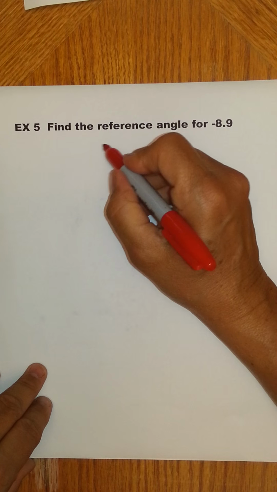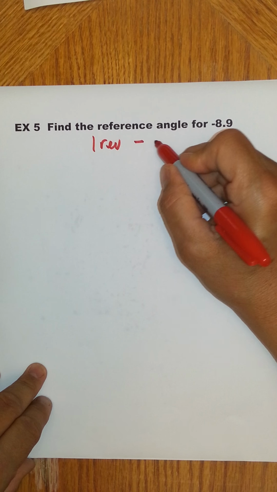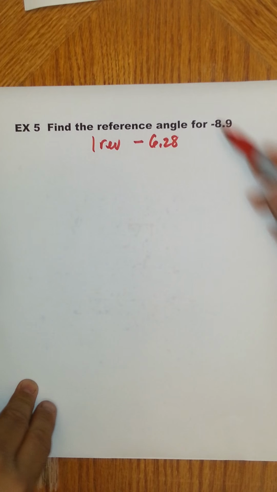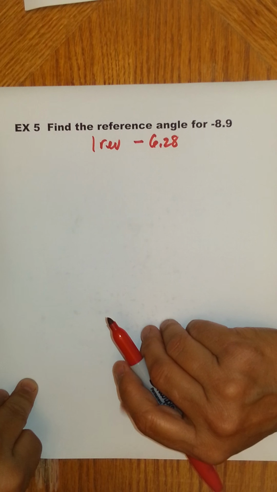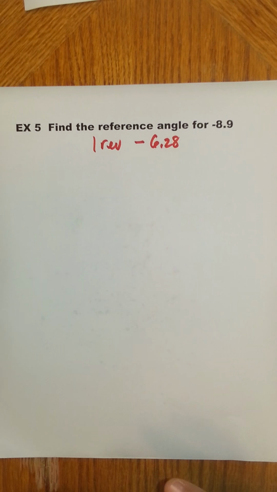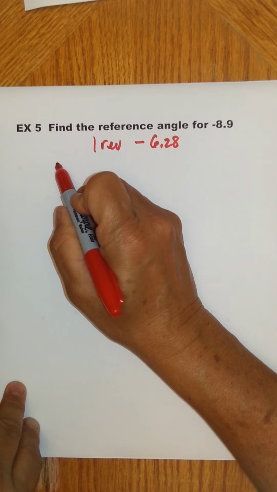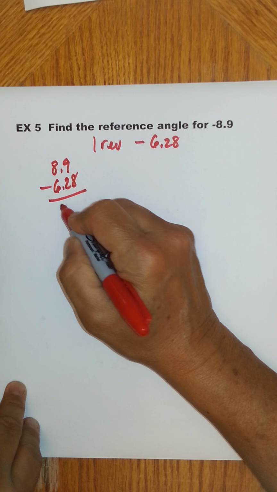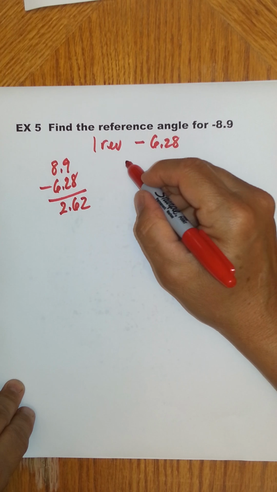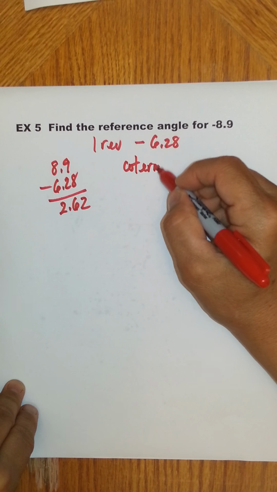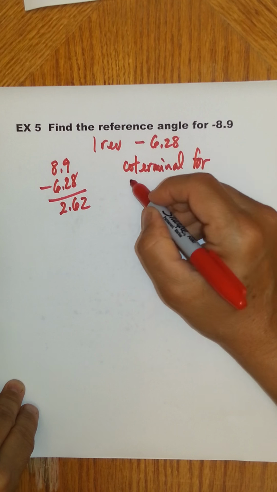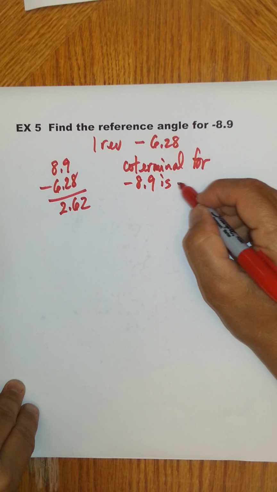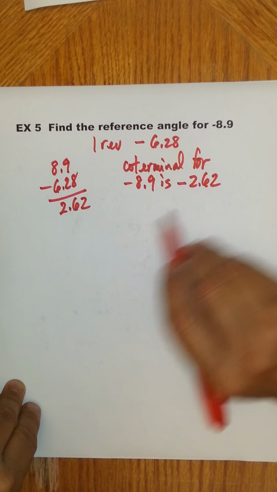Find the reference angle for negative 8.9 radians. And again, one revolution would be negative 6.28. I'm going in that negative direction, so I know I'm going more than one revolution. But I don't really like to work with the negatives so much, so I'm going to go ahead and work with it in the positive. 8.9 minus 6.28 gives me 2.62. So the coterminal angle for negative 8.9 is negative 2.62, because I want to retain that direction.